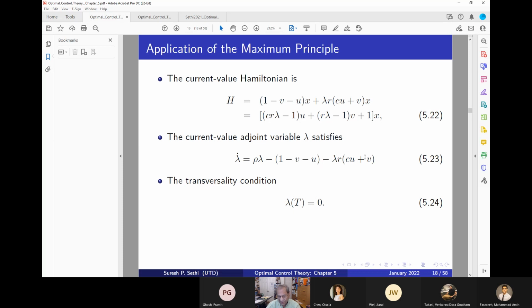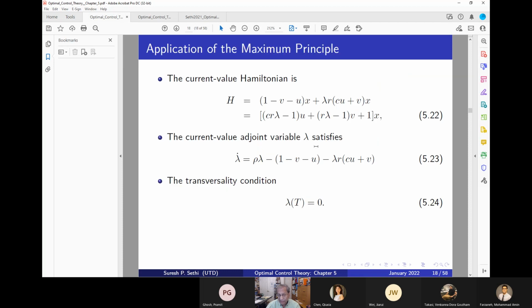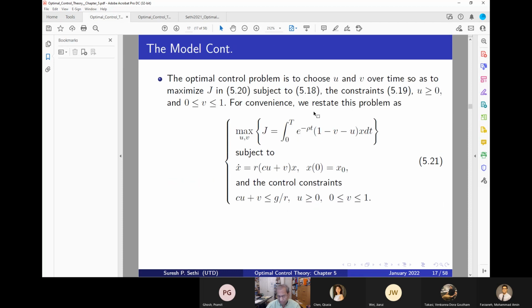But it has a u and a v, so we still need to find those, and u and v may depend on other things. The transversality condition is lambda T equal to 0 because there's no salvage value here. There is a lot that goes into this problem that I will tell you from time to time, whenever that happens.